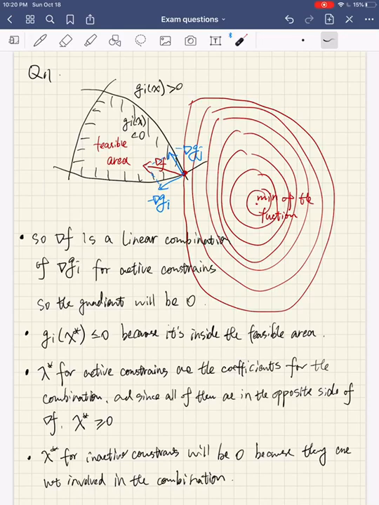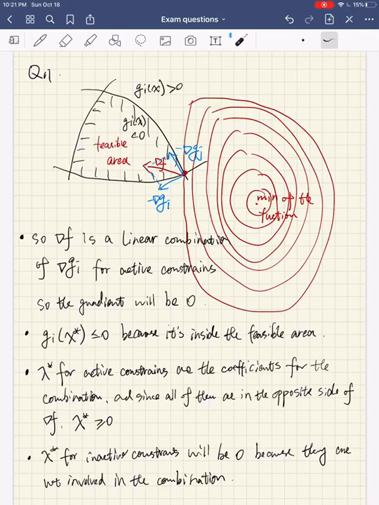basically the linear combination of, let's say, the gradient of the function at this point should be equal to basically all the negative gradient of the active constraints at this point. So therefore all of them sum up should be 0. So simply that's the first condition, because they sum up to 0.